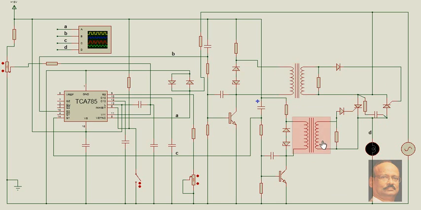These pulse transformers are ultimately being driven by two transistors, one transistor here, one transistor here, and they are being driven by the IC called TCA785. It's a very popular IC, and this will drive these two transistors. This pulse transformer is for one half cycle, whereas this pulse transformer is for the other half cycle.